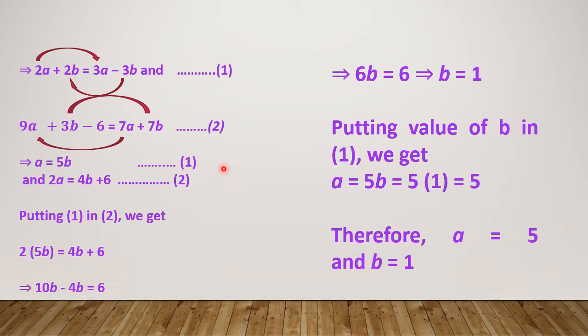The only thing here to remember is that for infinitely many solutions we have a1 by a2 is equal to b1 by b2 is equal to c1 by c2. And the second important part is that b1 by b2 will be taken two times, first in equation 1 and again in equation 2.